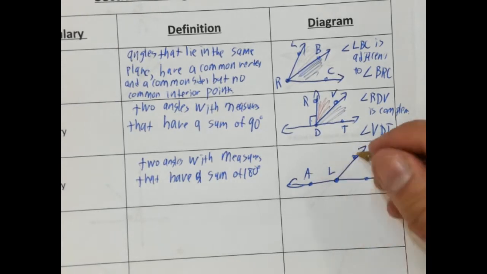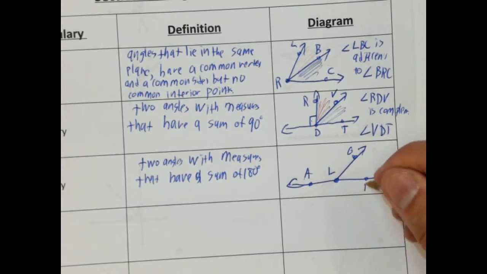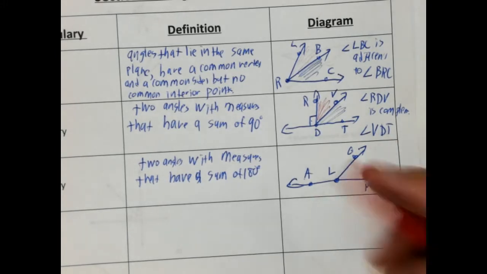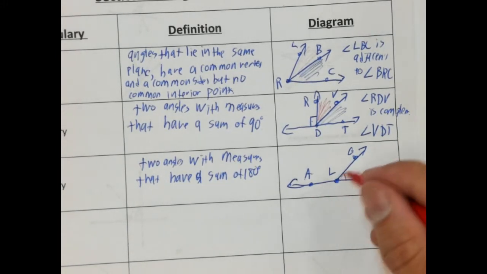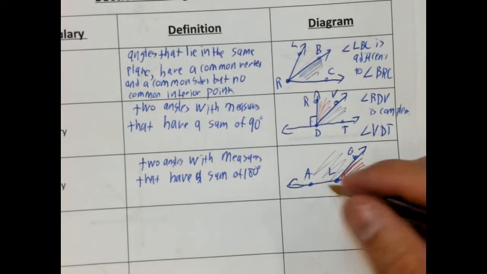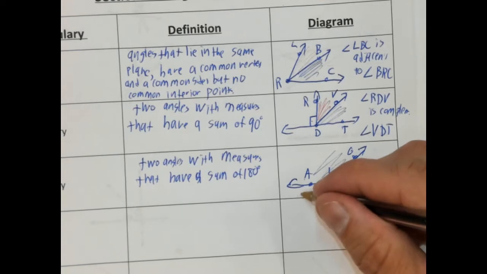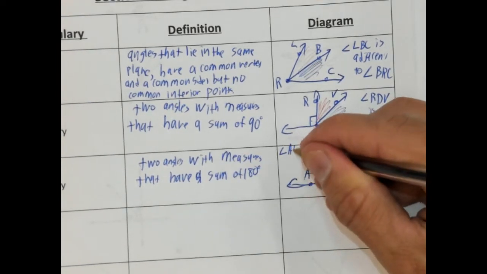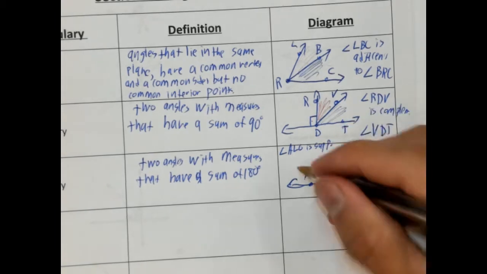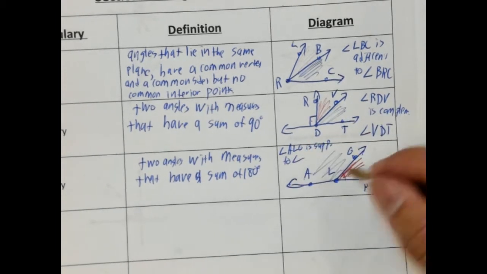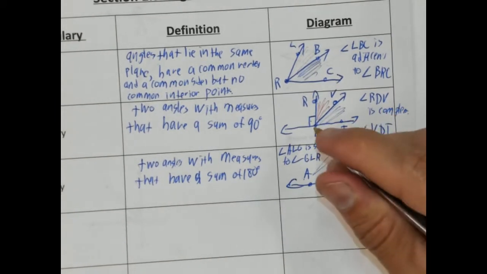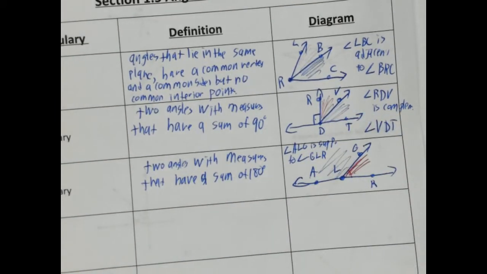A, L, G, R. So we know this is a straight angle here, okay? We know that these two angles would have to add up to 180 degrees. So ALG, I should have put the L down there. Angle ALG is supplementary, and we'll put some notation here, supplementary to angle GLR.